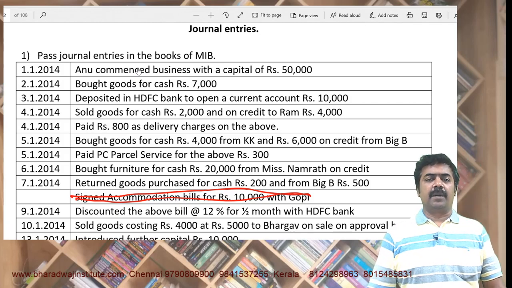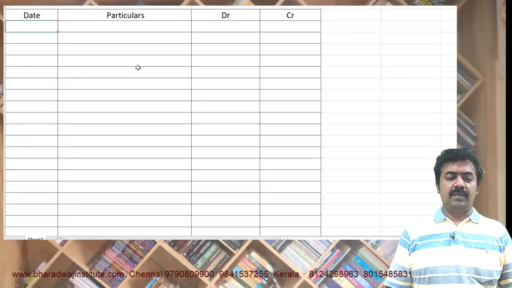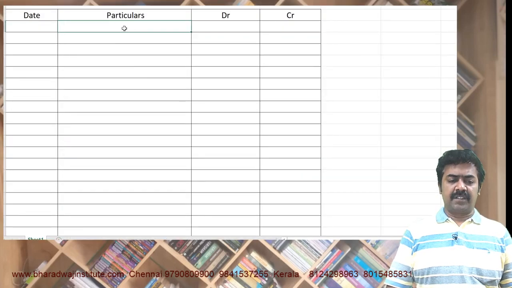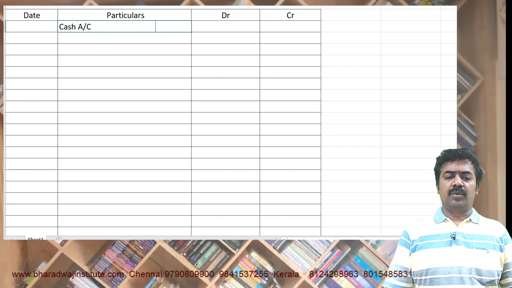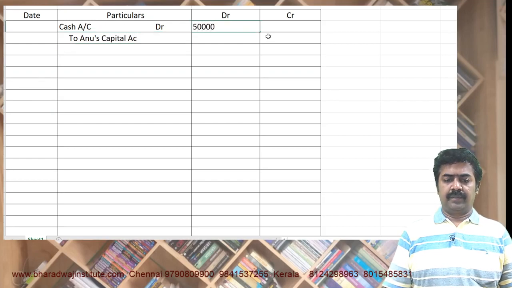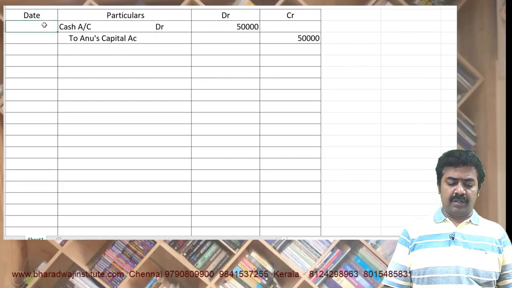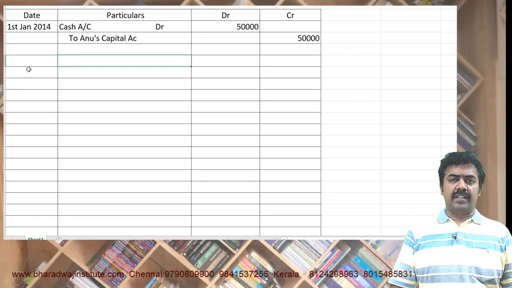Anu commenced business with a capital of 50,000. I hope you will not have trouble in this. What is the entry you will pass? Cash account debit, hope you tried this problem on your own, to Anu's capital, or you can put capital account, 50,000. In the exam, you must write the narration, being capital brought in by Anu. This is on 1st January 2014.